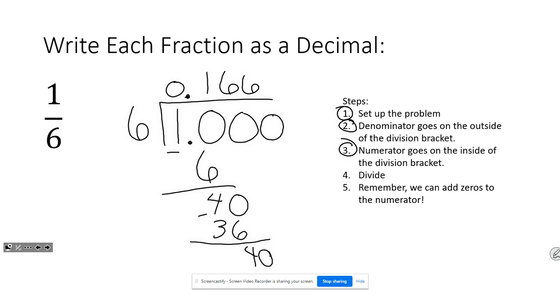So how do we show that this will never be ending, it'll just keep going on? With our line. So it's 0.166 repeating. So it's basically just long division. You have to follow your steps. And remember, you can add a decimal point and some zeros because it does not change the inside number.